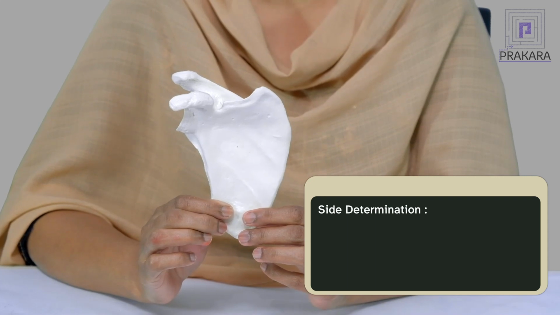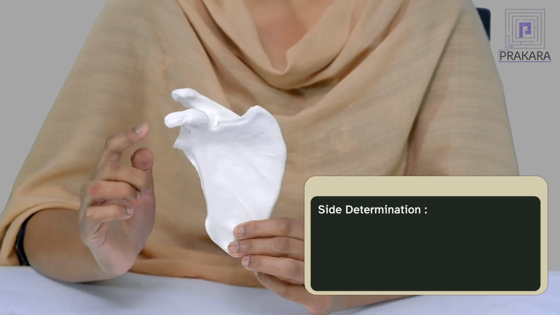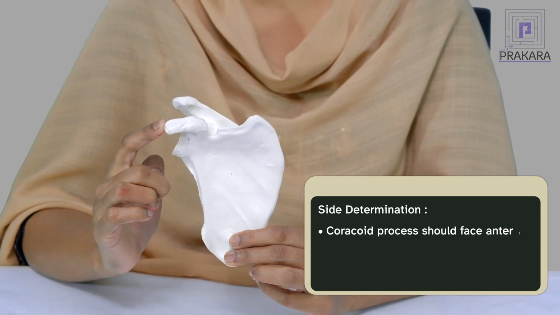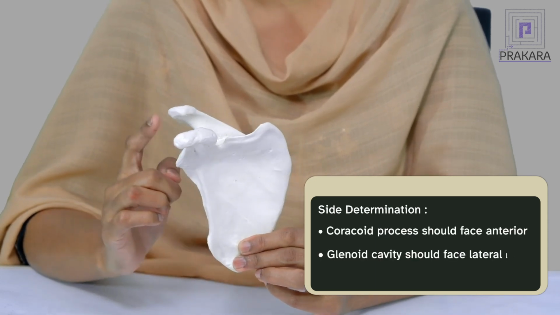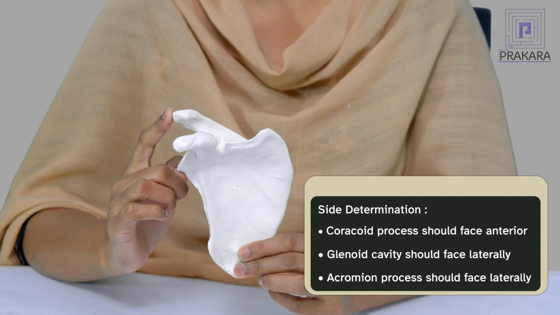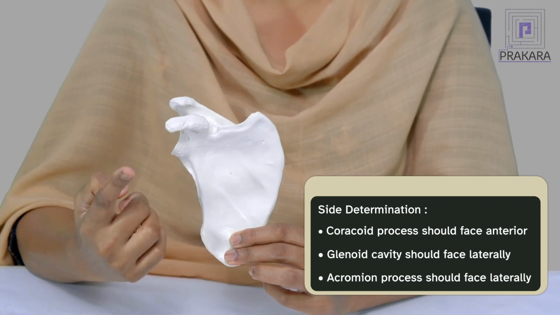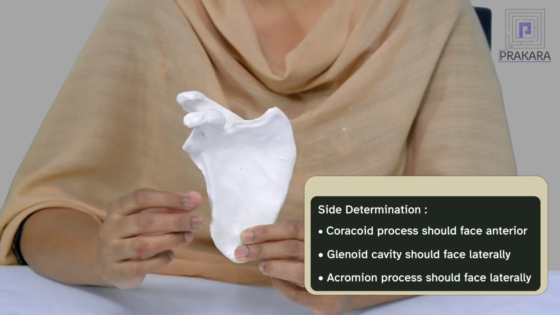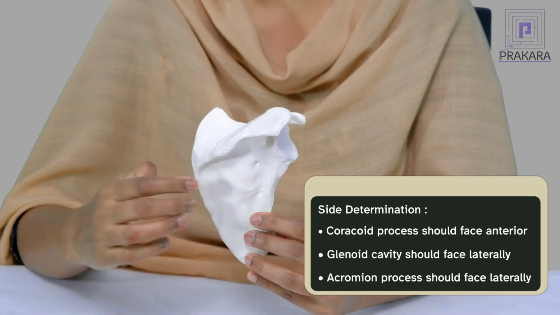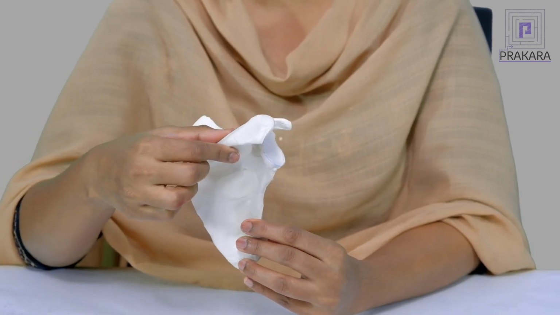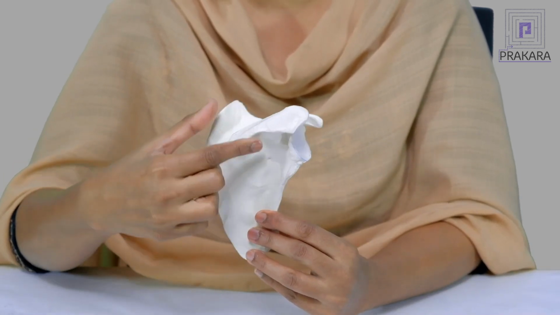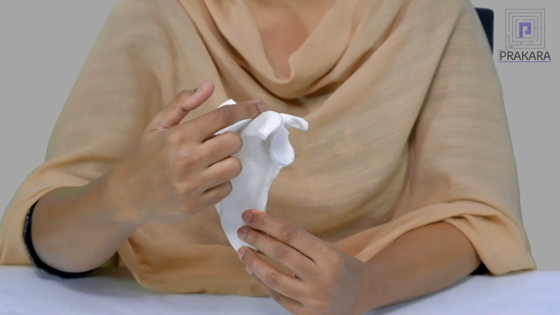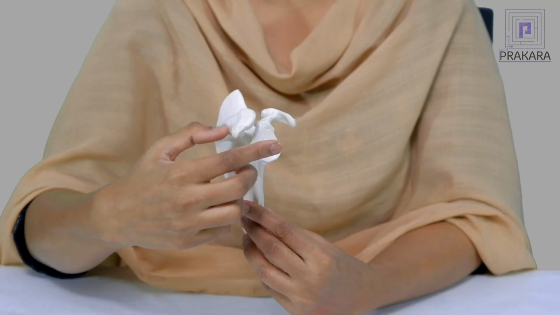For determining the side of the scapula, you should remember the 3 points, that is the coracoid process, glenoid cavity and the spinous process. Coracoid process should be present on the anterior aspect, glenoid cavity should face laterally and the spinous process. I hope you remember that spinous process is a shelf-like projection on the dorsal surface of scapula. So this should be present on the dorsal aspect and the acromion process laterally.